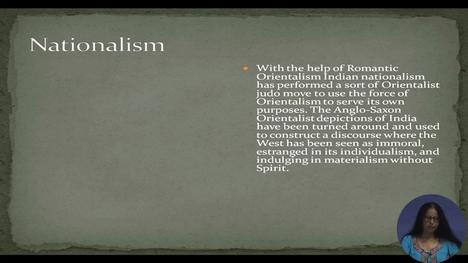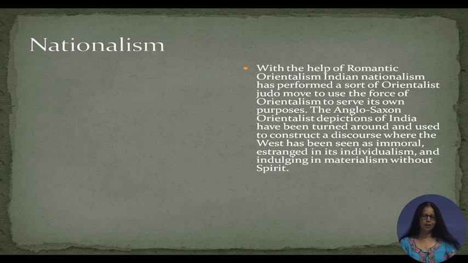So, with the help of this romantic Orientalism, Indian nationalism performed a sort of Orientalist judo move, using the force of Orientalism to serve its own purposes. The Anglo-Saxon Orientalist depictions of India were turned around and used to construct a discourse. In opposition to the West's understanding of the Orient, a construction which was entirely Western, the East constructed its own image of the West as the Occident, a discourse where the West was seen as immoral, strange in its individualism, and indulging in materialism without spirit.